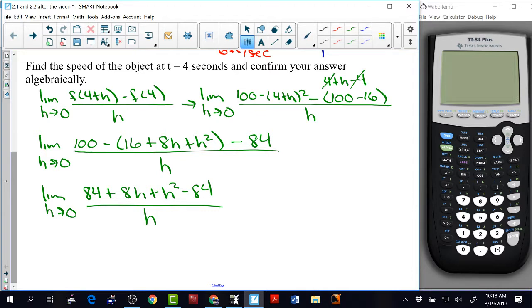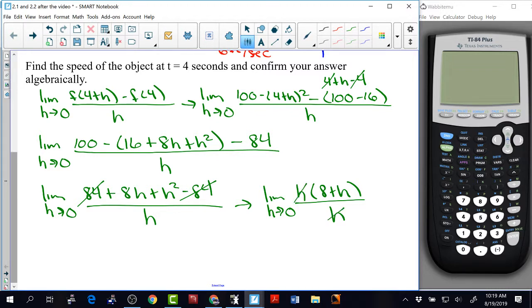Now there's a good checkpoint in this problem to see if you're on the right track. Anything that does not have an h needs to cancel out, because I have to be able to cancel out the h in the denominator. That's a good sign that those cancel out. This goes to the limit as h approaches 0. Now I can factor an h out of the top: 8h plus h squared over h. That's good news. If that didn't happen, we would be stuck.